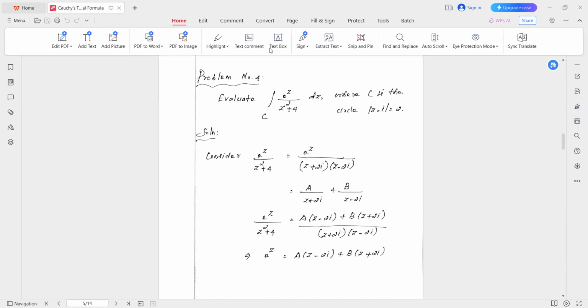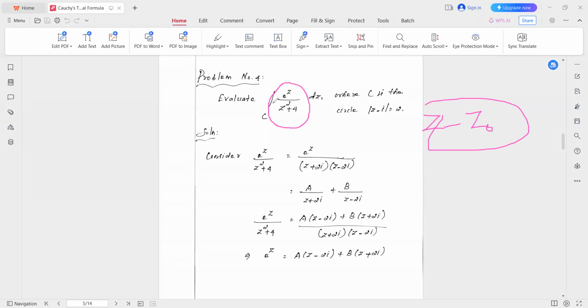So the given integral is e power z by z square plus 4. Here, as in the last problem we had seen, the denominator part is not in the form z minus z naught. Instead of this, we have z square plus 4, a quadratic equation, so we have to convert this quadratic into linear equations. For that, we do the partial fraction.